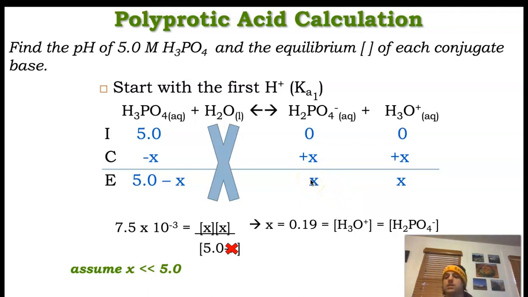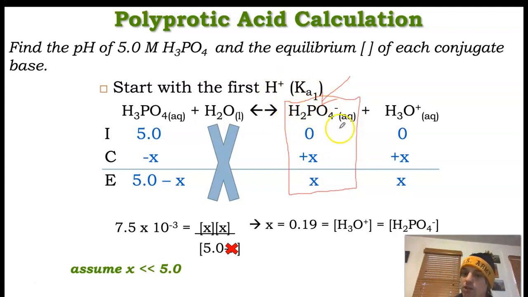Okay, so I just did a normal ice table, just like I did on Friday, just like I'm doing today. I'm determining the concentration of H3O, which also equals my concentration of H2PO4. Now, I have H2PO4 here, which you should say, well, what is H2PO4? That's another acid. So what do I need to do to determine the dissociation of this? Well, I'm given another K value.